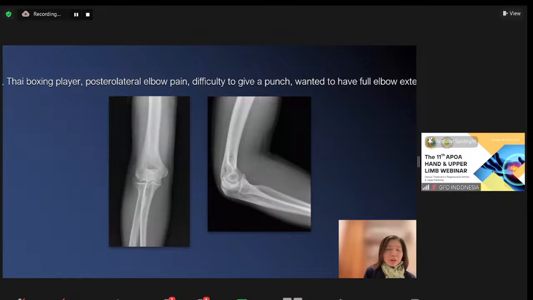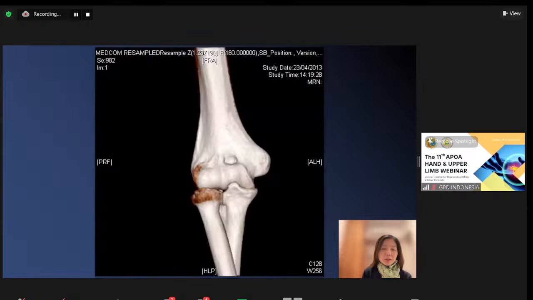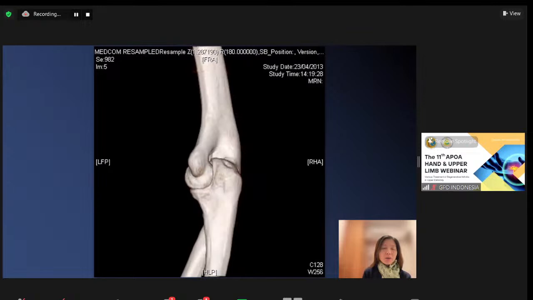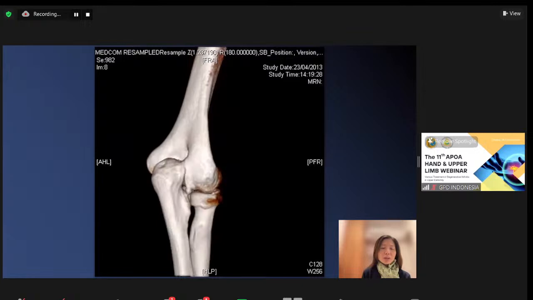This is a 45-year-old man, a Thai boxing player, now with an elbow flexion contracture of about 30 degrees, with posterolateral elbow pain, and has difficulty giving a forceful punch and wanted to have full elbow extension. This is his CT scan. CT scan is helpful to let us know where the impinging osteophytes are. We found that they are over the posterior aspect of the lateral condyle and the lateral aspect of the olecranon.